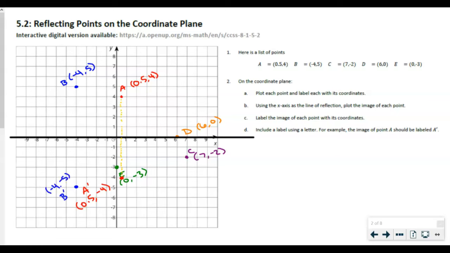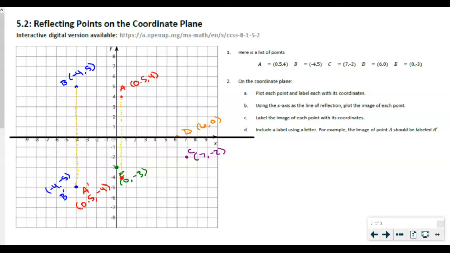For those who are struggling, and I hope that there's not many of you, you can see that this point is 5 steps away, staring straight into the mirror. So the reflection is 5 steps away, staring in the mirror, just on the opposite side there. Let's move on to C.